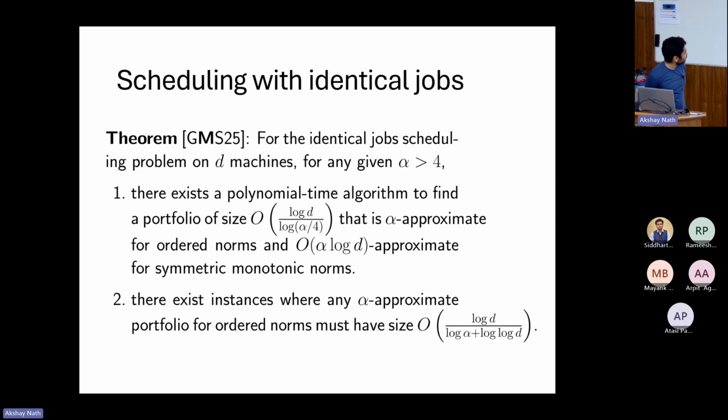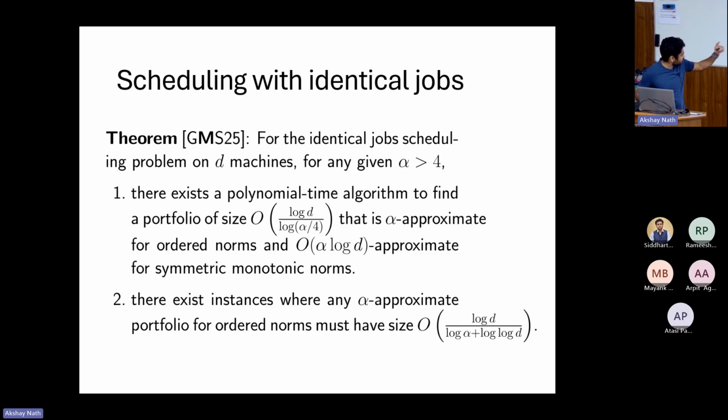So let me state this theorem. It seems very involved, but think of alpha as a constant greater than 4, and we will give you only log d solutions that alpha-approximate, that constant factor approximate, all ordered norms. So from one solution doing a square root d approximation, you now go to a constant factor approximation by just log d solutions. And this is sort of tight because the lower bound is log d divided by log alpha plus a small log d factor.